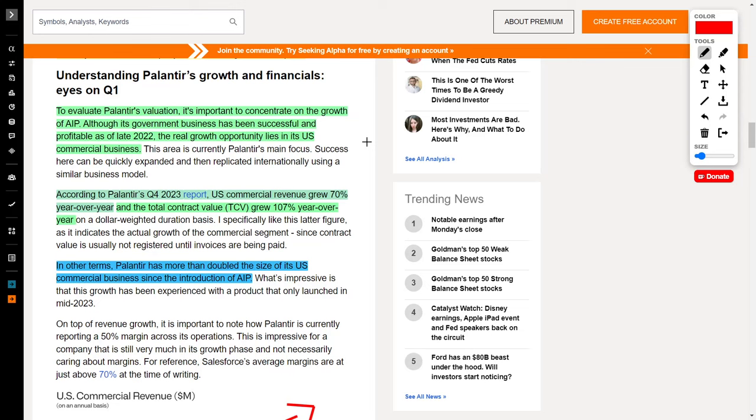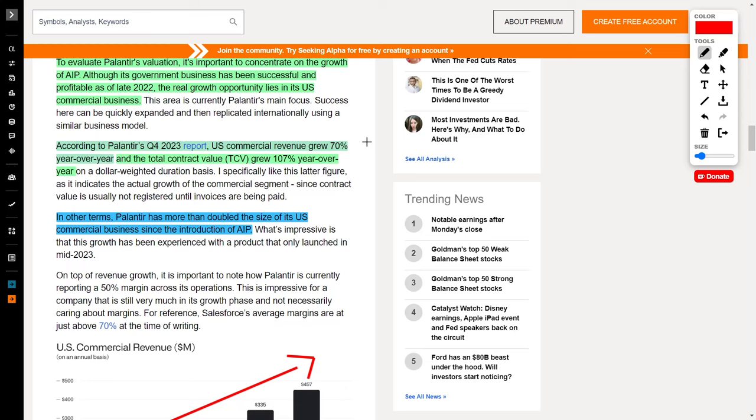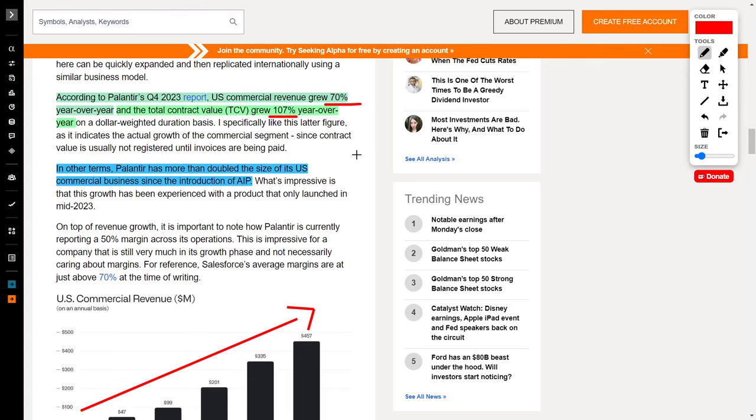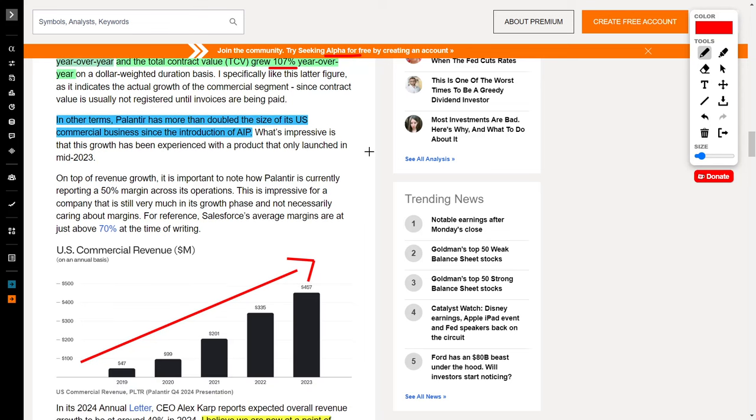To give you some hard data in regards to this fact, according to Palantir's Q4 2023 report, their U.S. commercial revenues grew by 70% year over year, and their total contract value, also known as TCV, grew by 107% year over year. In essence, this means that Palantir has more than doubled the size of their U.S. commercial business since their introduction of their artificial intelligence platform, just like we've predicted.